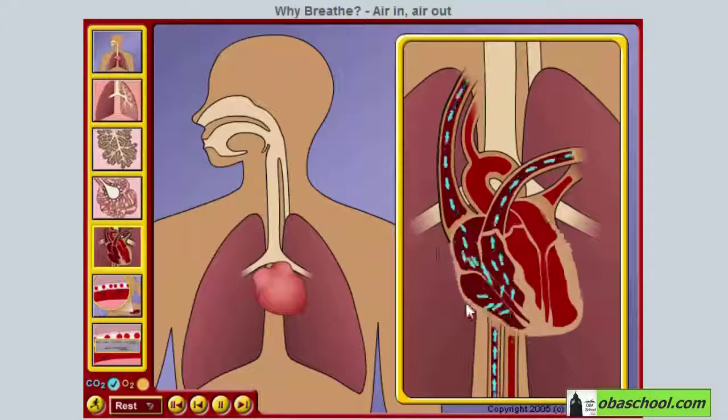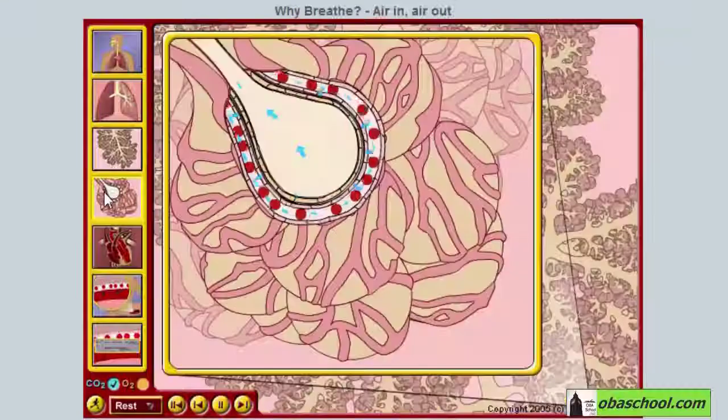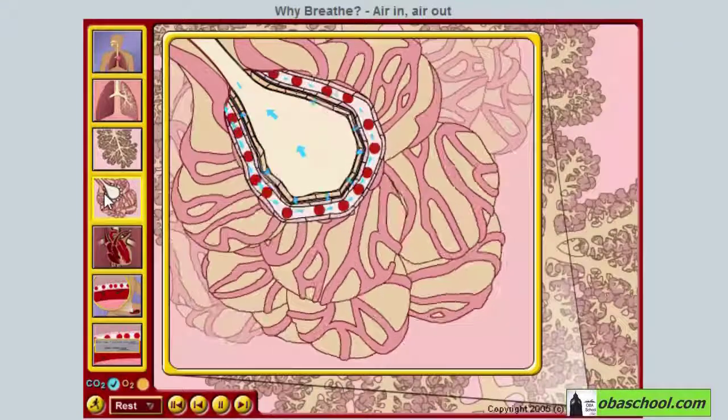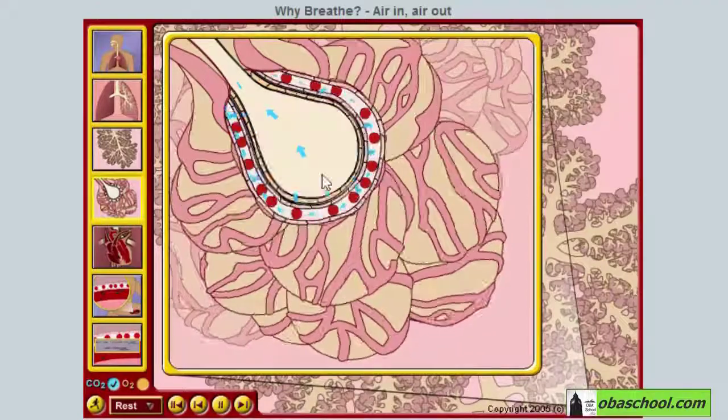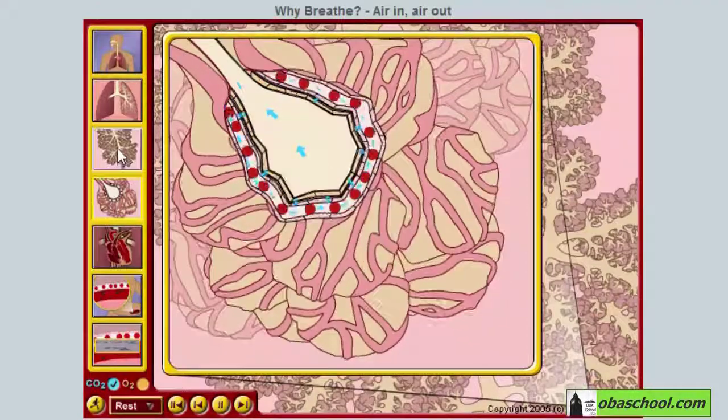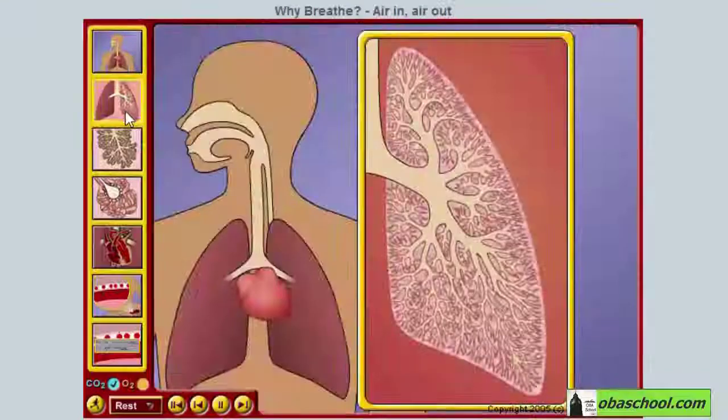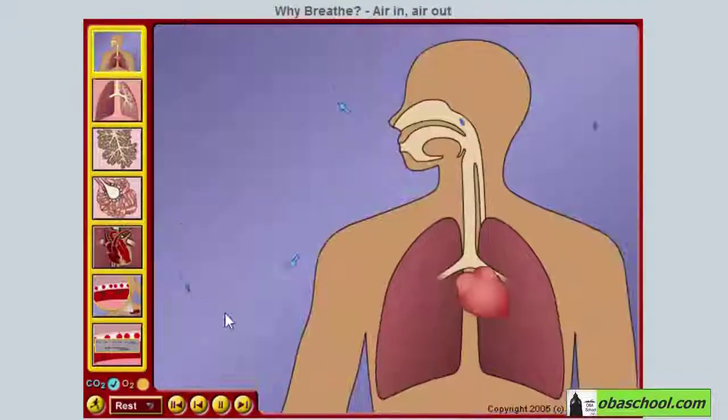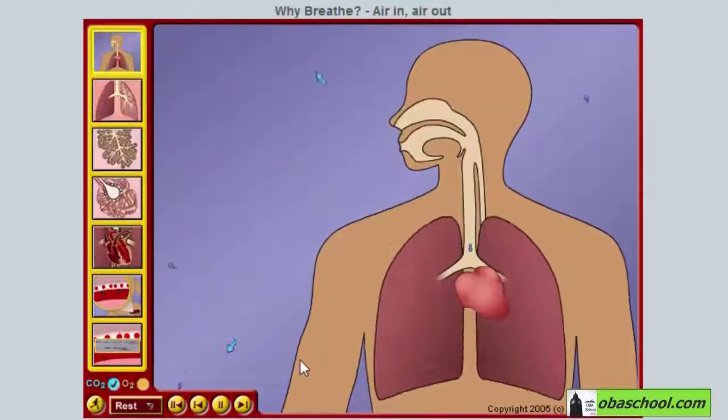Now it goes to the blood, to the heart, and then the heart will take it back to the lungs where it will go into the alveoli. And when we exhale, it's going to travel through the bronchioles to exit our body through our nose or mouth.